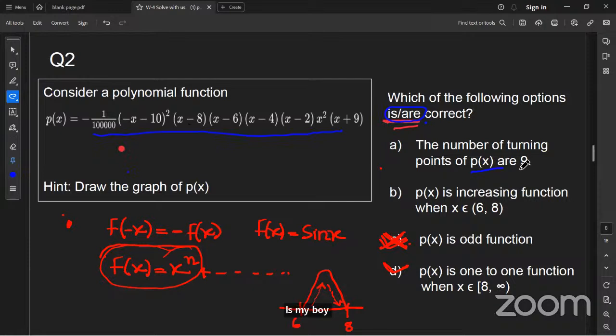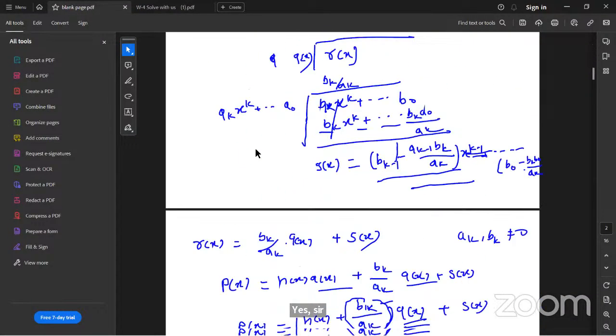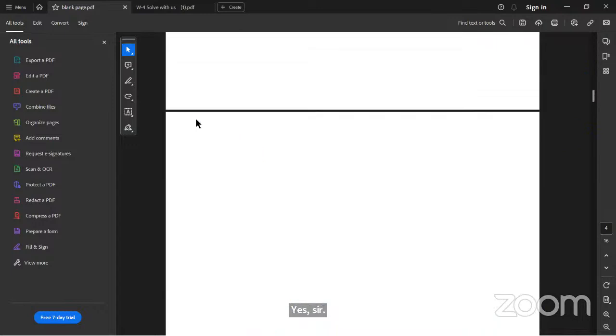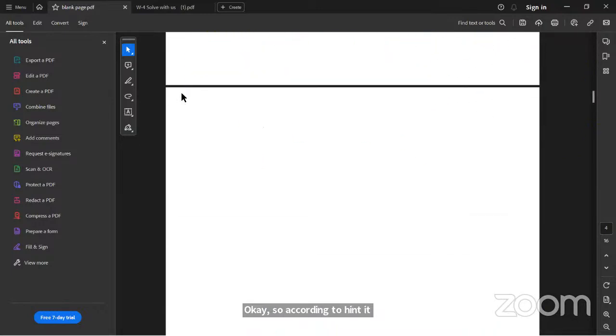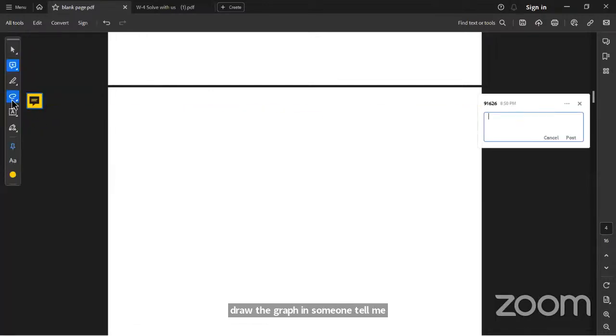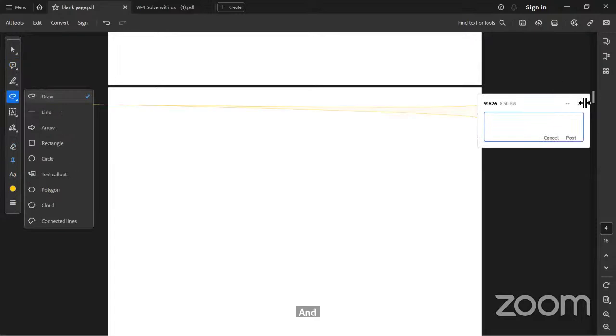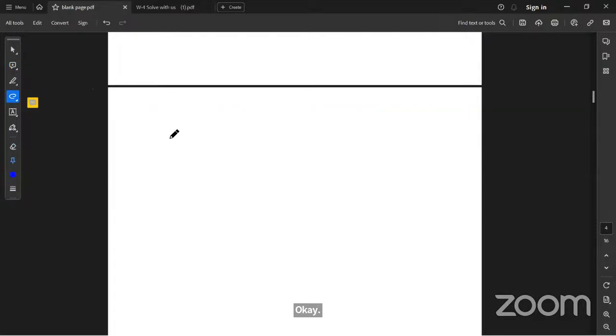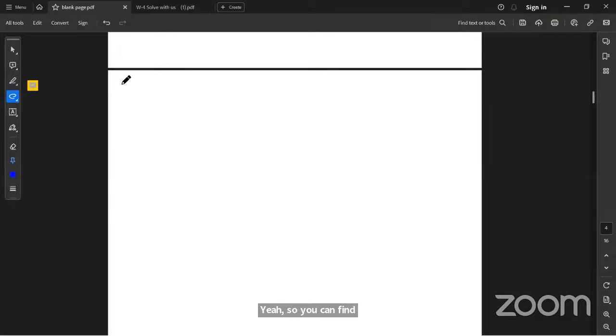Okay, so according to the hint, it is already saying to just go through the graph and then see. So how will we draw the graph? Can someone tell me? We can find the zeros first. Okay, let me write the polynomial first.